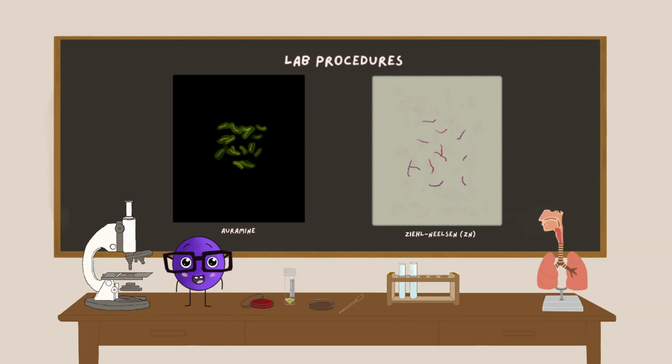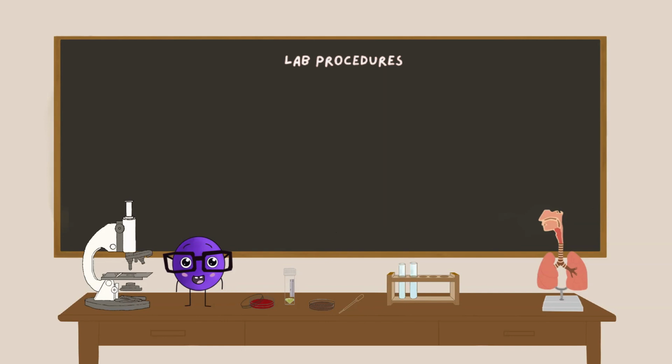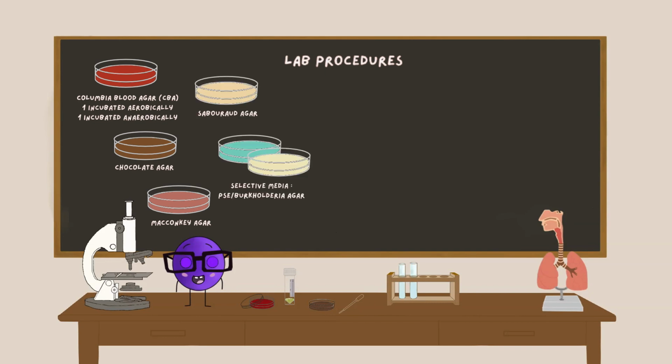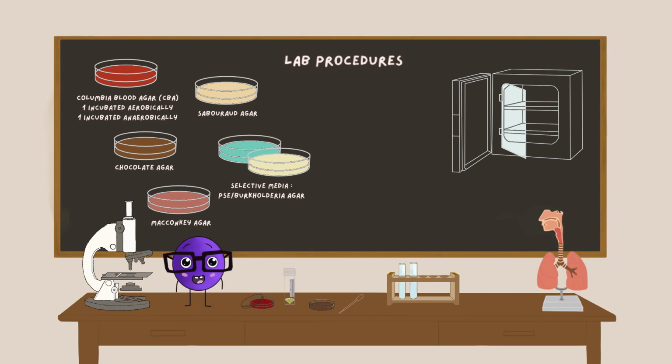Respiratory samples are often inoculated onto the following plates: blood agar used to grow a variety of bacteria, blood agar incubated anaerobically for bacteria that grow without oxygen, chocolate agar for fastidious organisms that require enriched media, MacConkey agar selected for gram-negative bacteria, Sabouraud agar for fungal culture, and selective media such as Pseudomonas or Burkholderia agar, usually for cystic fibrosis patients. The inoculated plates are incubated at different temperatures under various conditions.